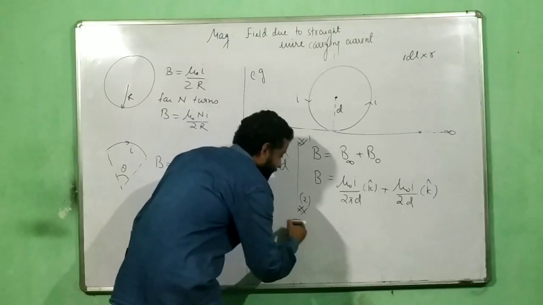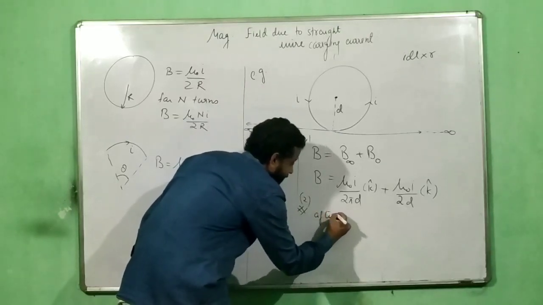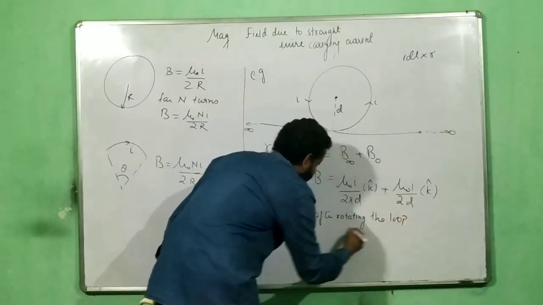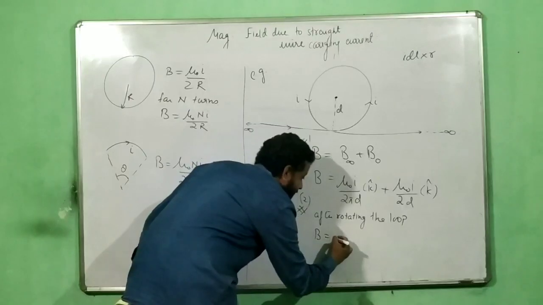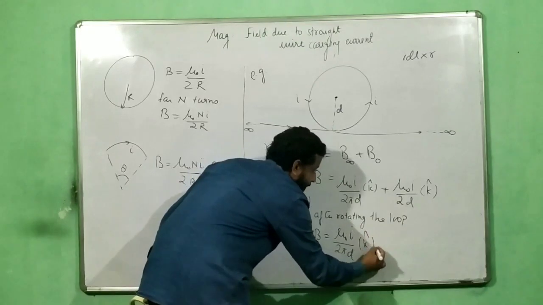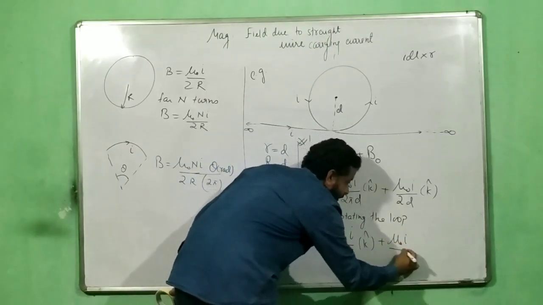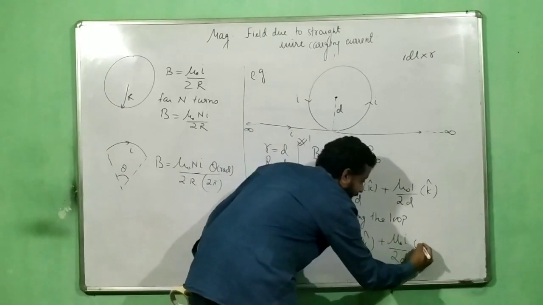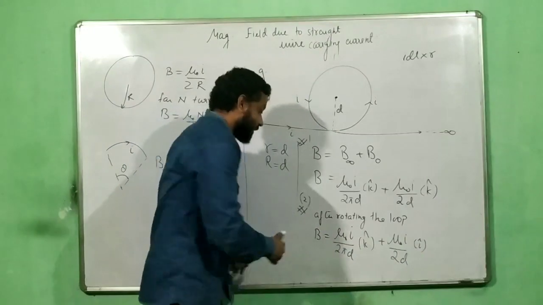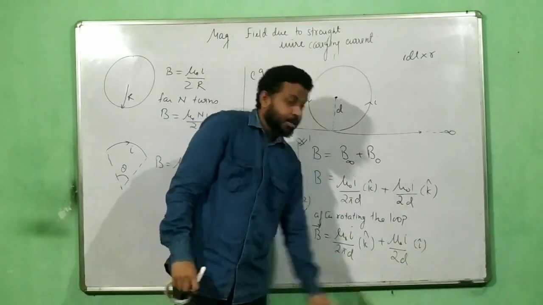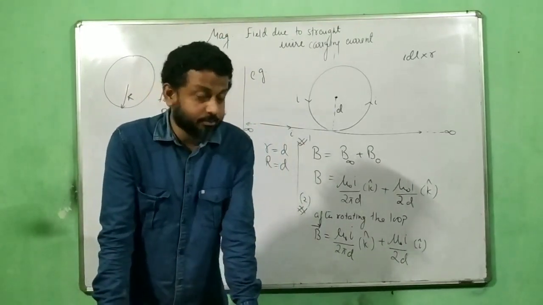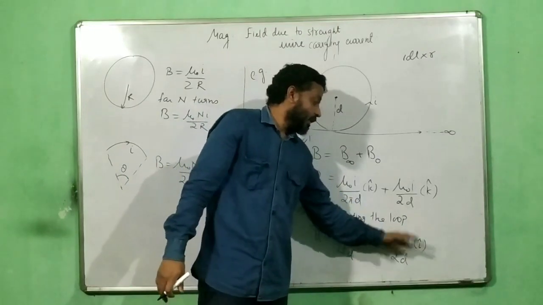So in that case, after rotating the loop, your field will be equal to, straight wire will remain as it is, mu naught I by 2 pi d k cap plus mu naught I by 2d in direction i cap. Now this is not a simple addition, this is a vector form. It has a k cap and an i cap.